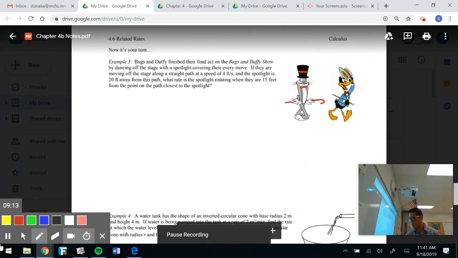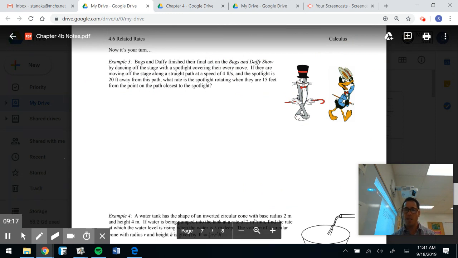Now it's your turn, but actually what I want you to do is do this one with me, okay, class? And then what I want you to do is try some of these worksheets before you come into class, okay? Bugs and Daffy. And see, I like this example already better because it doesn't have the little steps for us, okay? Bugs and Daffy finished their final act on the Bugs and Daffy show by dancing off the stage with a spotlight covering their every move.